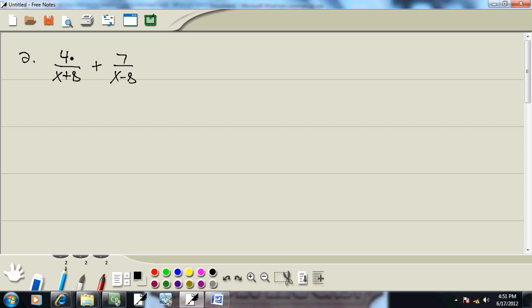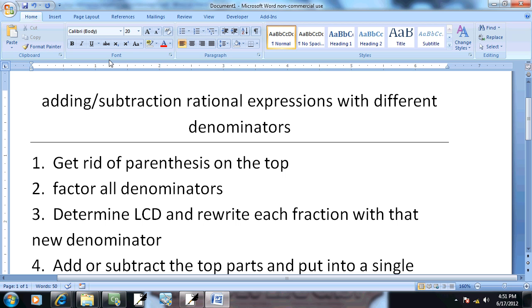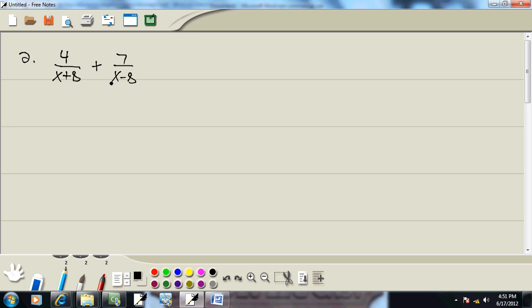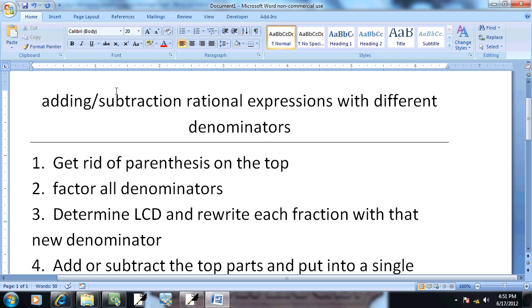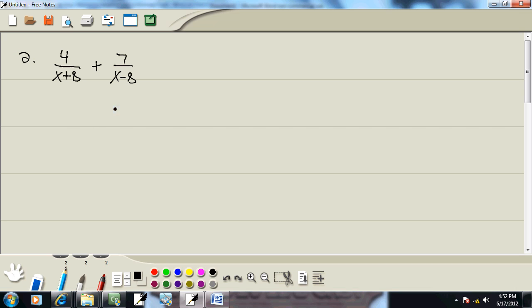Step 1, get rid of parentheses on top. There is no parentheses on top. Step 2, factor all the denominators. Well, there's nothing to factor. These are just as easy as can be. Step 3, determine the least common denominator and rewrite each fraction with a new denominator.